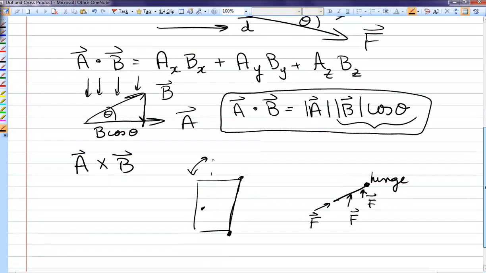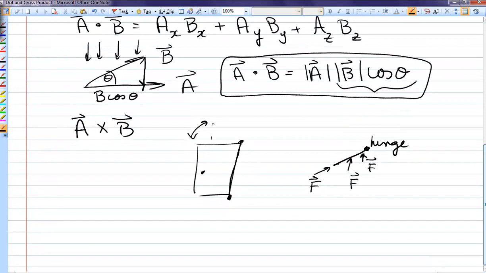But you say to them, you don't have to try it out, because the rate at which the door closes is given by a cross product, R cross F, where R is a vector that starts at the hinge and goes along the door. And they go, oh, it's easy. I know exactly how to push.